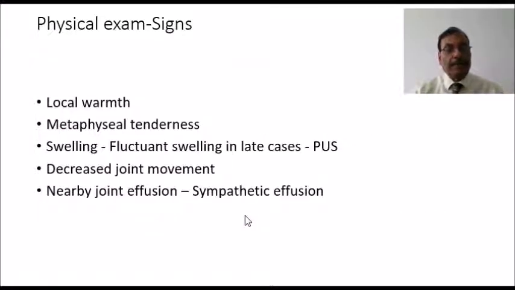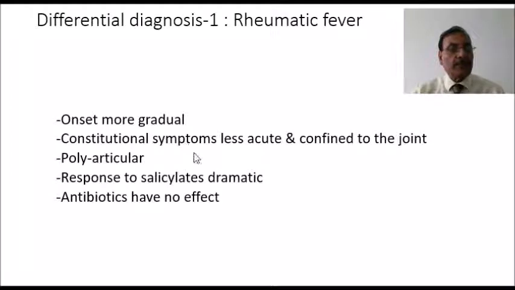Now on examination, when you go for palpation, there will be raised temperature or local warmth. There will be tenderness over the metaphysis. The swelling, in late cases when it presents subcutaneously, will be fluctuant. Otherwise, it will be a diffuse swelling. The joint movement will be decreased or painfully restricted, and there may be sympathetic joint effusion.